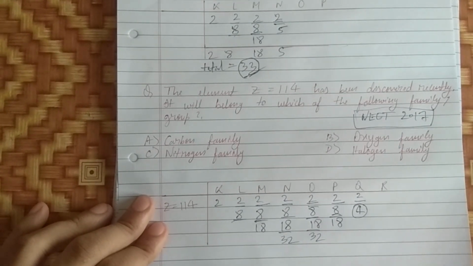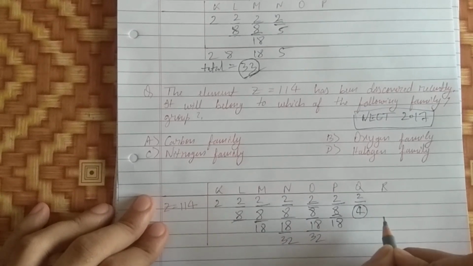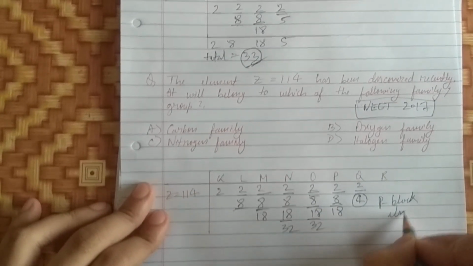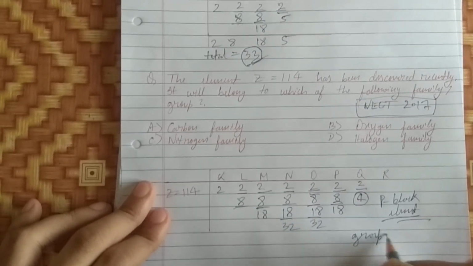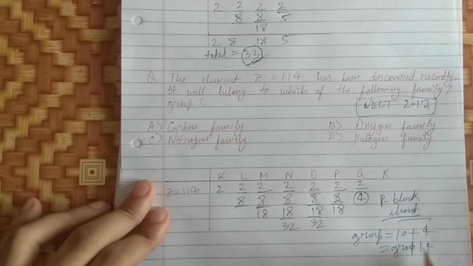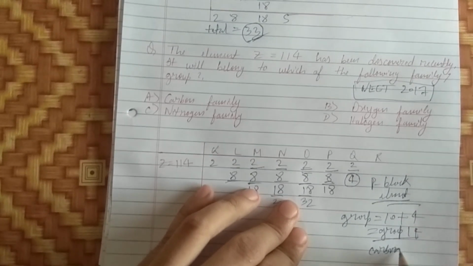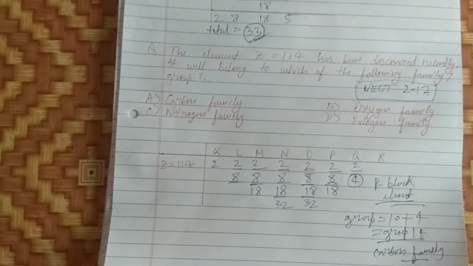So the last electron enters the valence shell again. Okay, and it ranges between 3 to 8. Then again it's a p block element, right? And for p block element, group will be calculated as group is equal to 10 plus valence electron, so it's 14. So group 14, and group 14 is carbon family, right? So it's the carbon family element. Okay, so it was a very easy question again.